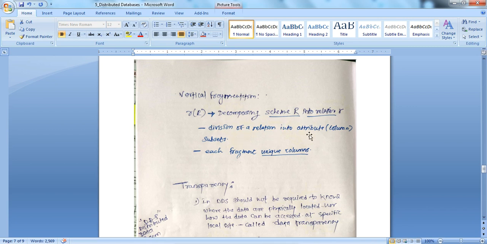Then vertical fragmentation: decomposing a scheme R into relations small r, division of the relation into attribute subsets, that is columns, each fragment with unique columns. That is vertical fragmentation of a particular database.